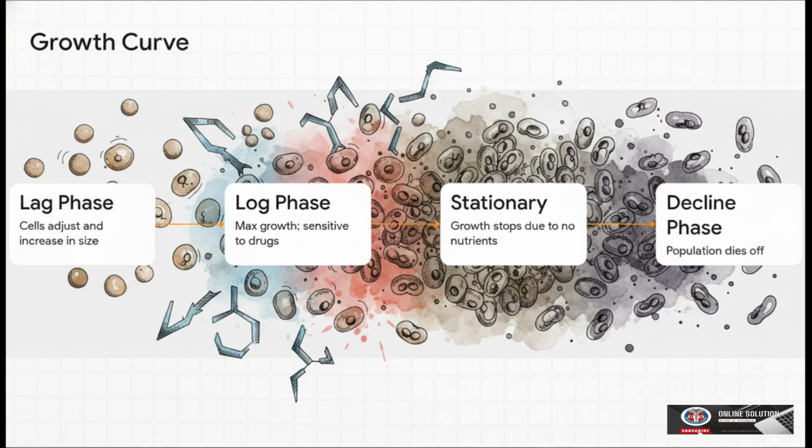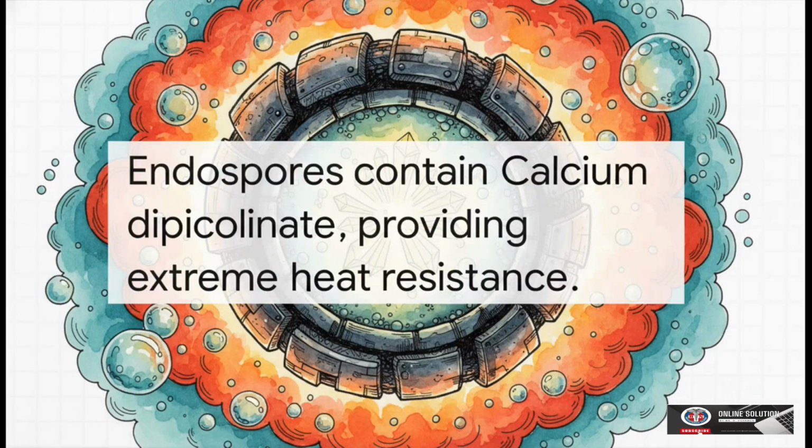Eventually, they hit the stationary phase as they run out of food. And finally, the decline phase as toxins build up and the population dies off. But some bacteria absolutely refuse to just die off. Pathogens like Bacillus and Clostridium form these highly resistant protective bunkers called endospores. And their secret ingredient? Calcium dipicolinate.